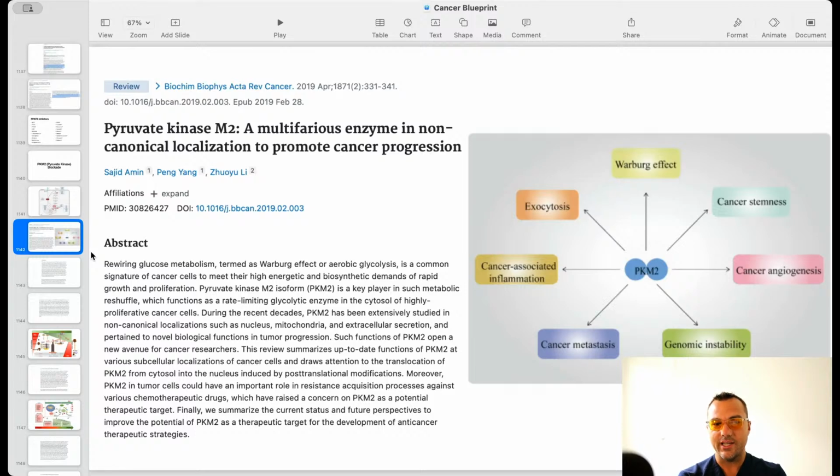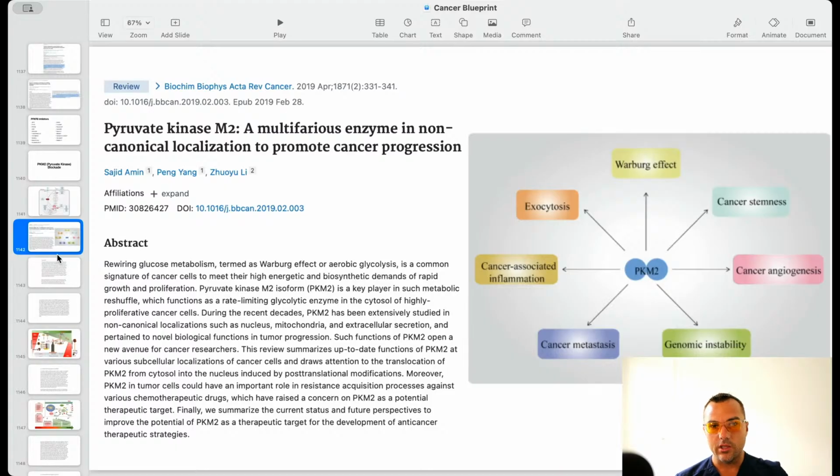During the recent decades, PKM2 has been extensively studied in non-canonical localizations such as the nucleus, mitochondria, and extracellular secretions, and pertain to novel biologic functions and tumor progression. Such functions of PKM2 open up a new avenue for cancer researchers. This review summarizes the updated functions of PKM2 at various subcellular localizations of cancer cells and draws attention to the localization of PKM2 in the cytosol into the nucleus induced by post-translational modifications.